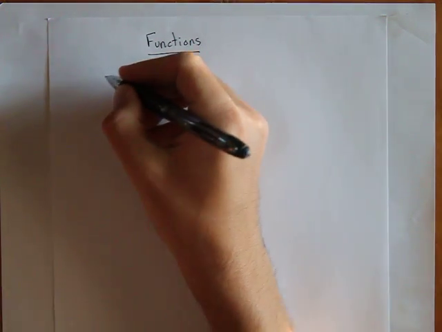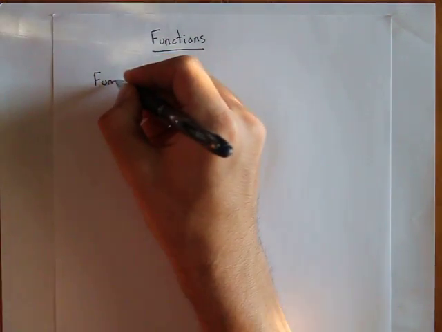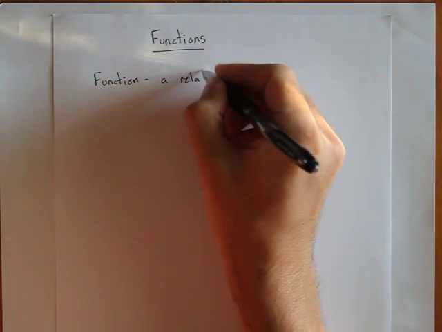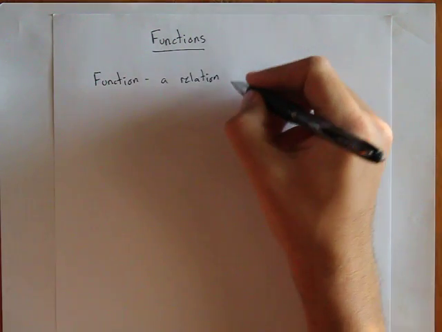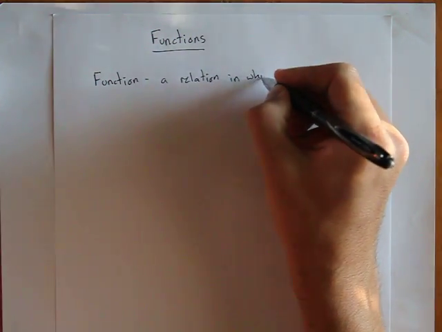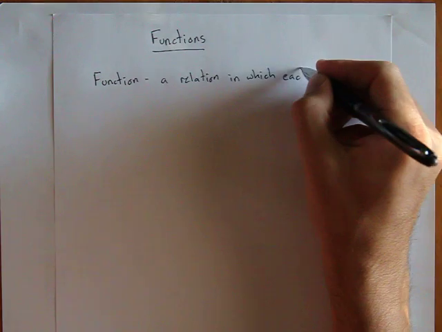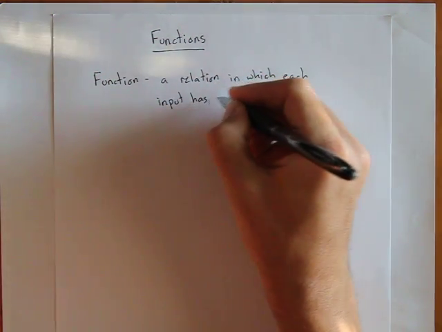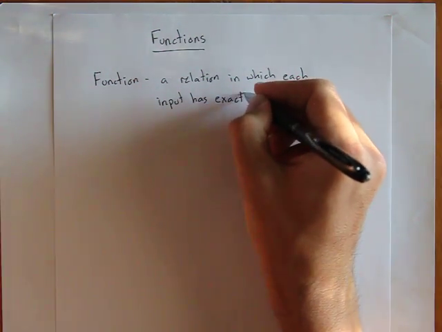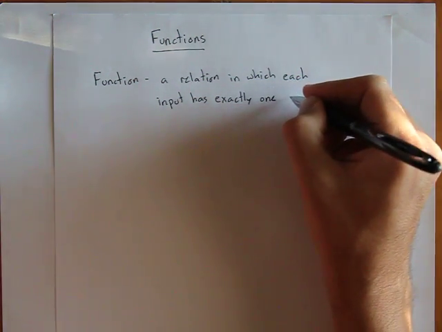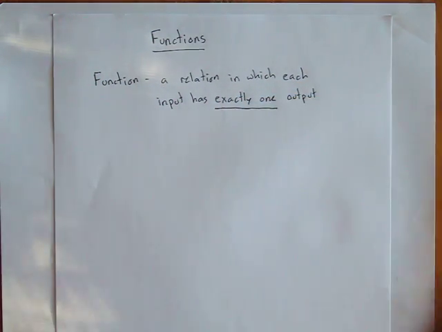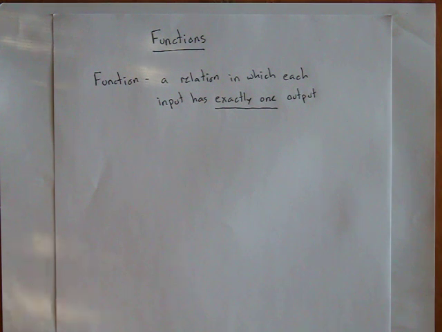Okay, and so a function is a relation in which each input has exactly one output. Okay? The key here is exactly one output. A lot of times for functions, a great example is a vending machine, soda machine.